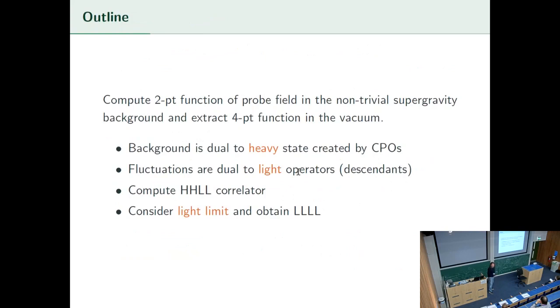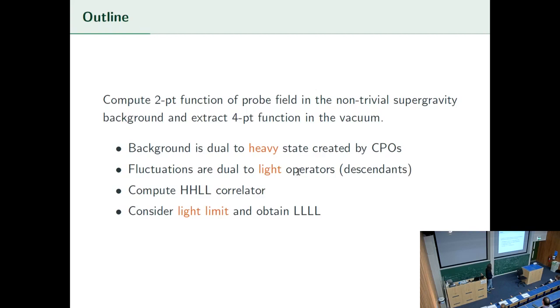So the idea of the method that I'm going to present to you is the following. Instead of computing the 4-point function of the correlators in the vacuum, I'm going to replace this with a computation of the 2-point functions in the non-trivial heavy state, which is dual to some supergravity background. So this heavy state will be, as I will show you later, created in general by multi-trace operators, which we consider to be heavy.